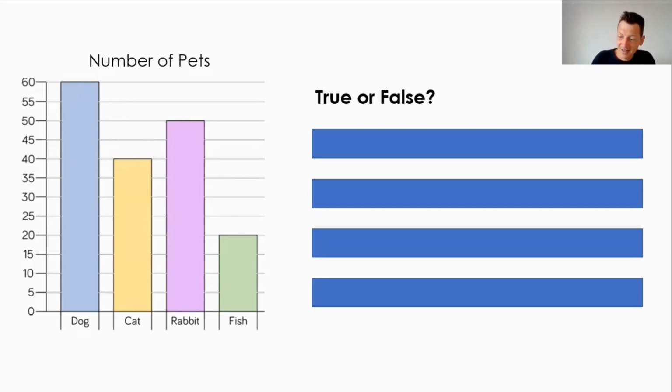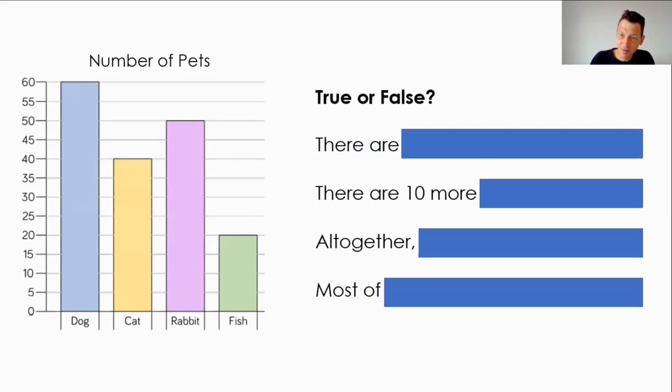And then, if I want to be more directive, I could show the first part of each statement. So, there are, as opposed to there are 10 more, altogether, and most of, for children to predict, well, what could the rest of the statement be? What information would be required in the rest of the statement there? So let me just give you a moment to consider what they could be. And feel free, if you want longer, to pause the video.